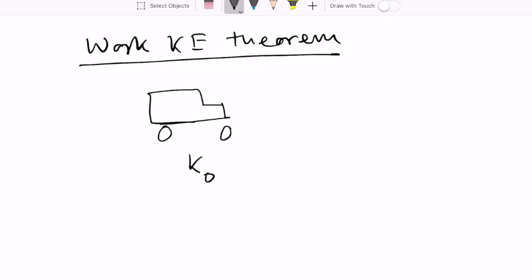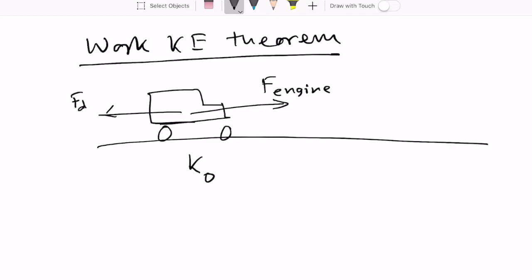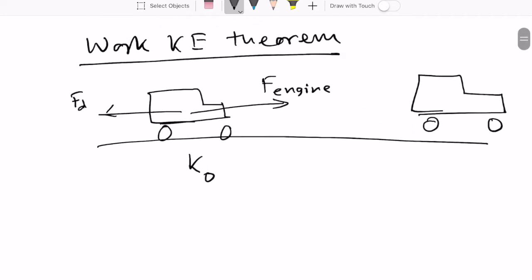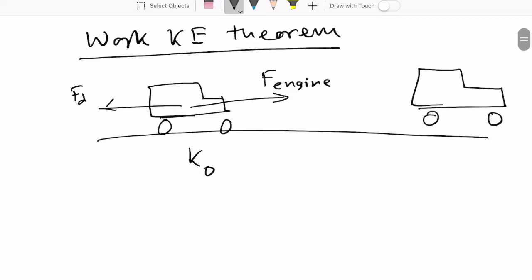So what could these forces be? For example, there might be the force of the engine. There might be a force of drag, air resistance, acting in the opposite direction. So anyway, under the influence of all of these forces, the car gets over here, and it has a different velocity over here. As a result of that, it has a different kinetic energy, and its final kinetic energy is K.